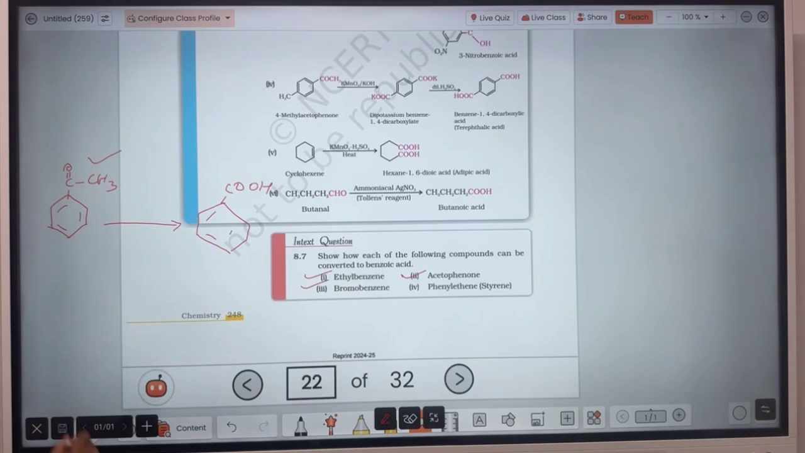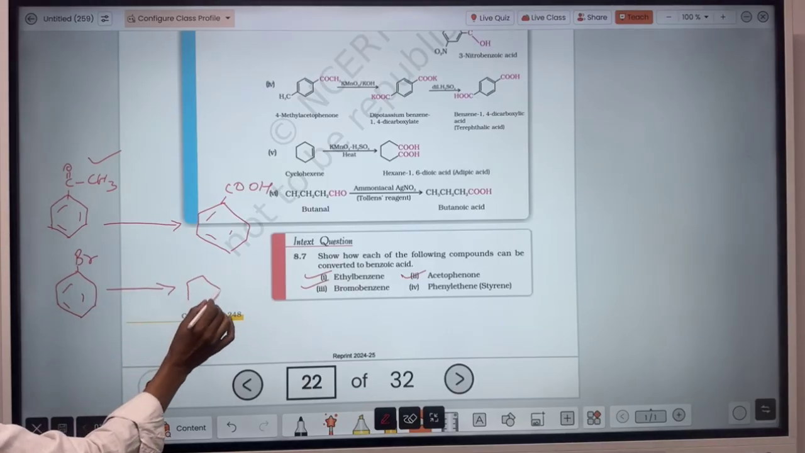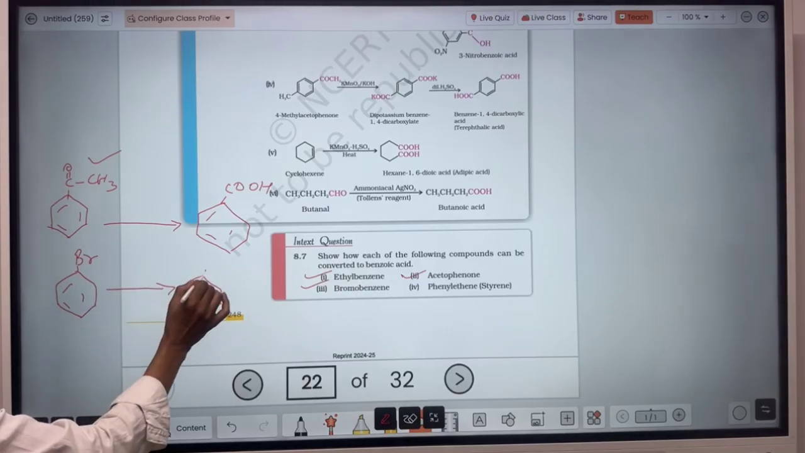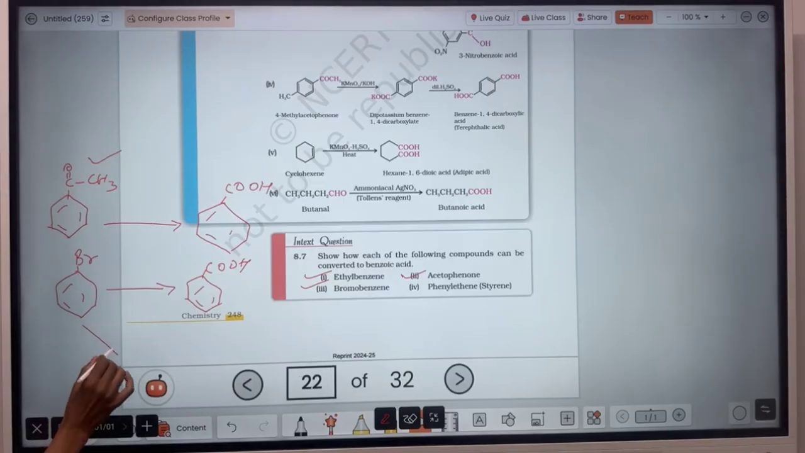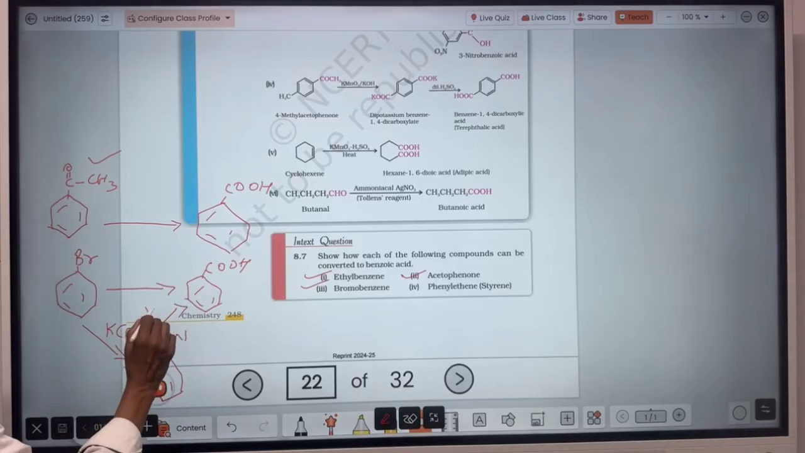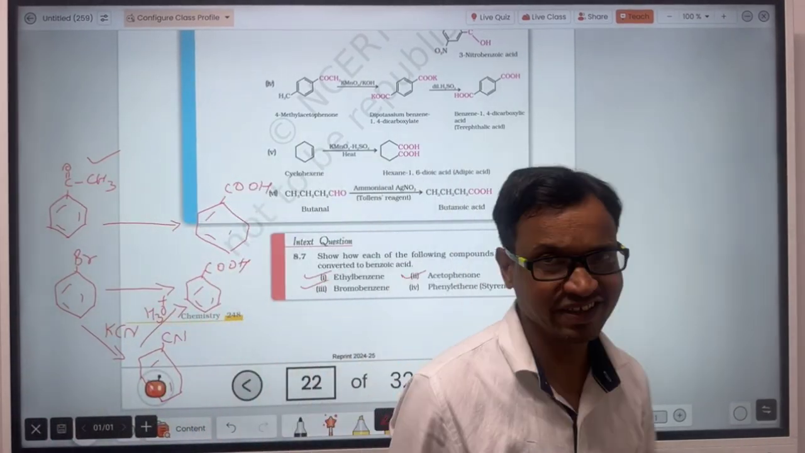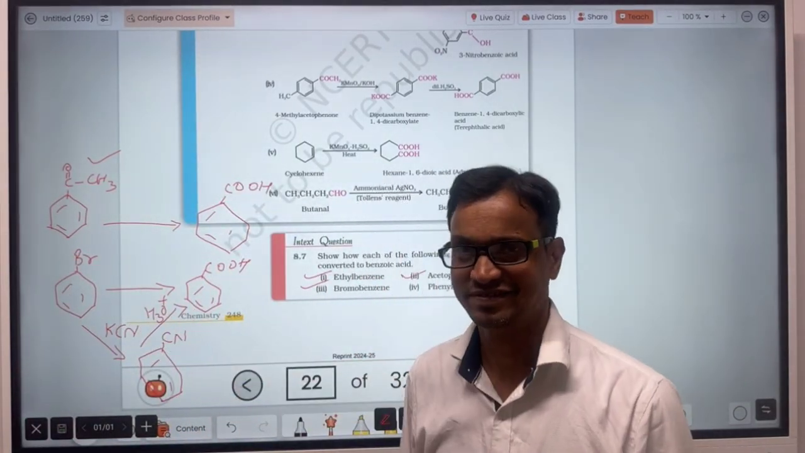Bromobenzene. Earlier questions we have already discussed. Here bromobenzene, and when you treat it with KCN, the bromine will be replaced by CN minus. And then after, pass acidic water, as we have already discussed about that.